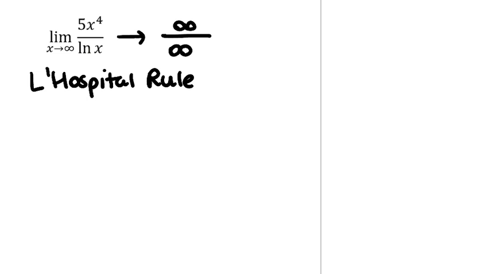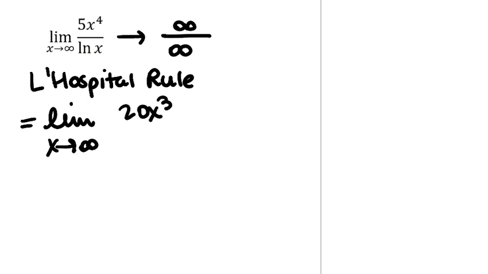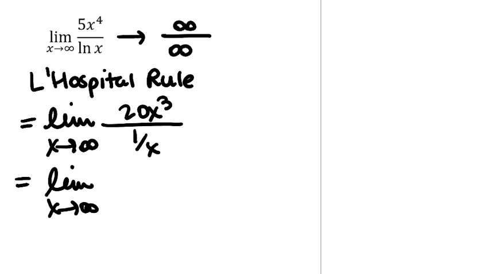Then I'm going to say that this is equal to the limit as x goes to infinity of the derivative of 5x to the 4, which is 20x to the 3, over the derivative of log x, which is 1 over x. That is now the limit as x goes to infinity of 20x to the 4, and that is going to infinity. So in this case, it's infinity over infinity, I don't say equals, but the answer is infinity.